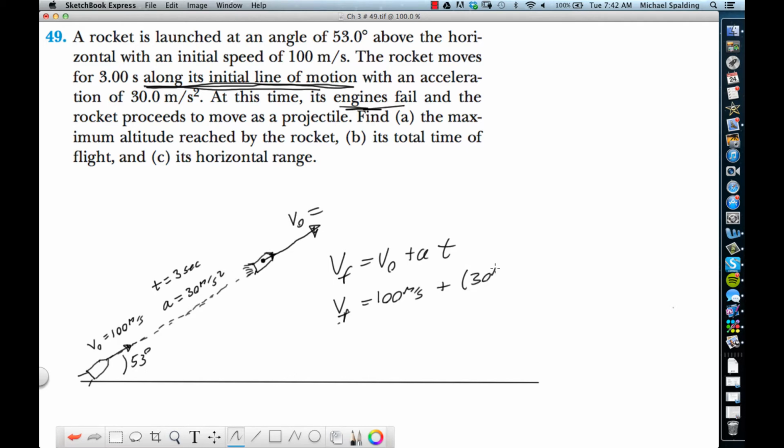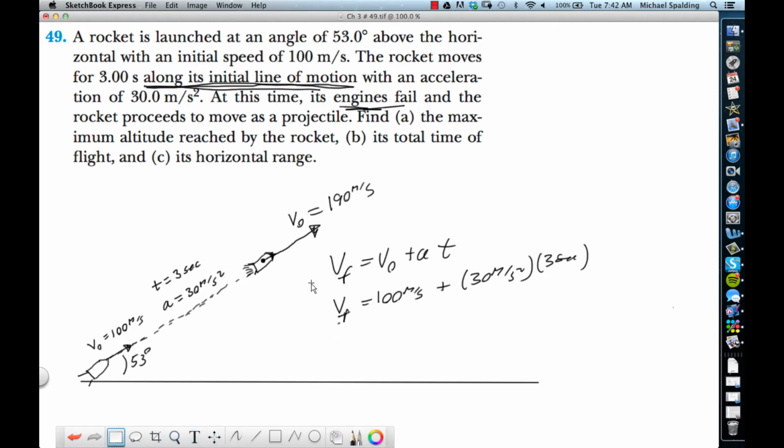100. So you're going to go VF equals 100 plus, now what was the acceleration for this first period? 30. And then that lasted for 3 seconds. Okay? So this comes out to be 190 meters per second. That's the velocity of the rocket when it first becomes a projectile.